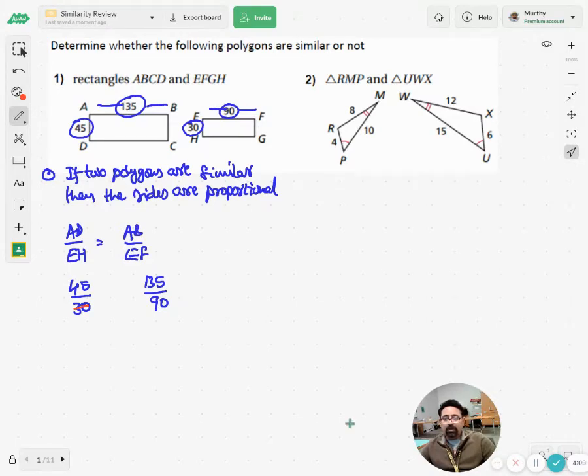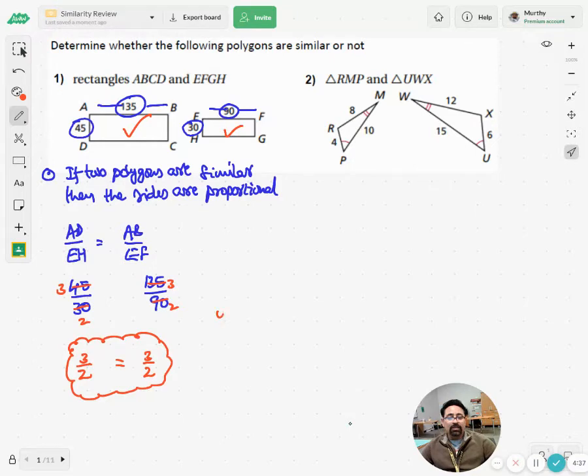Just computing without calculator. You can use calculator. It is 3 over 2 or maybe 1.5 in both. You may make use of calculator. So here the sides are in the same ratio, or the sides are proportional. I can say that these two rectangles are similar.